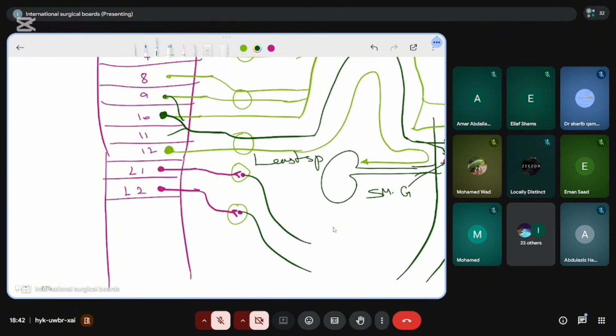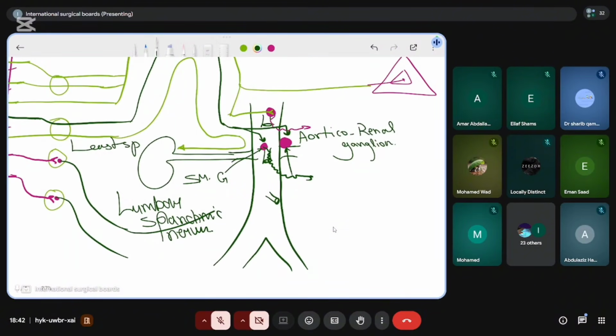These are called lumbar splanchnic nerves. Lumbar splanchnic nerves. These lumbar splanchnic nerves come out as postganglionic, okay? They come out as postganglionic and move to the aorta and simply move along with the branches of the inferior mesenteric artery and supply most, not all, but most of the hindgut.